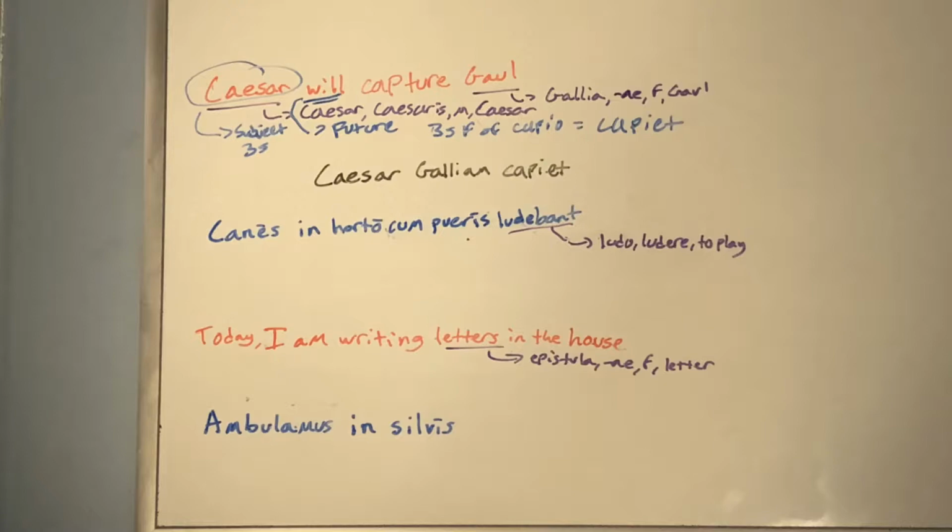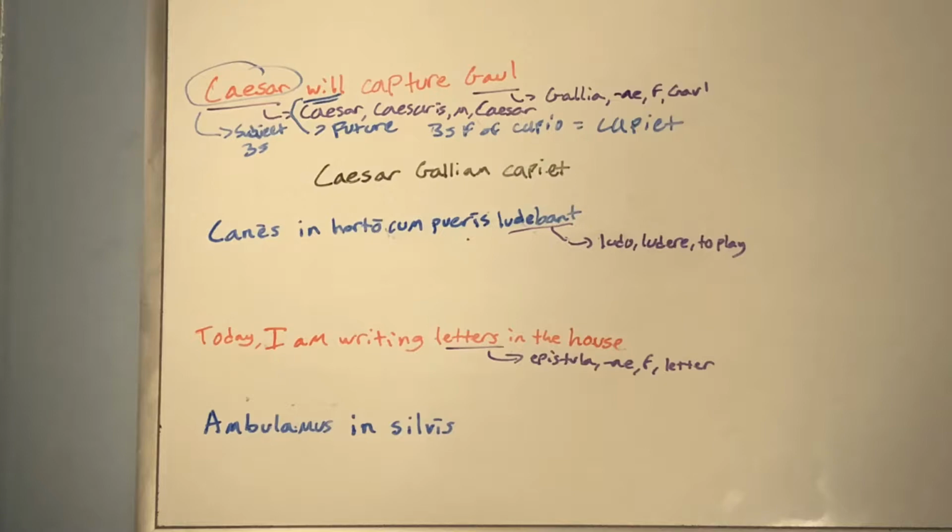Now we do a Latin to English translation. This one has some weird grammar translations. If you don't know what they all mean, don't worry about it. The focus of this video is verbs, so I want to make sure that you have the verbs down. If you don't know how to translate cum pueris or in horto, don't worry about that yet. So this sentence is canes in horto cum pueris ludebant. If you don't know, the verb that ludebant comes from is ludo, ludere, meaning to play.